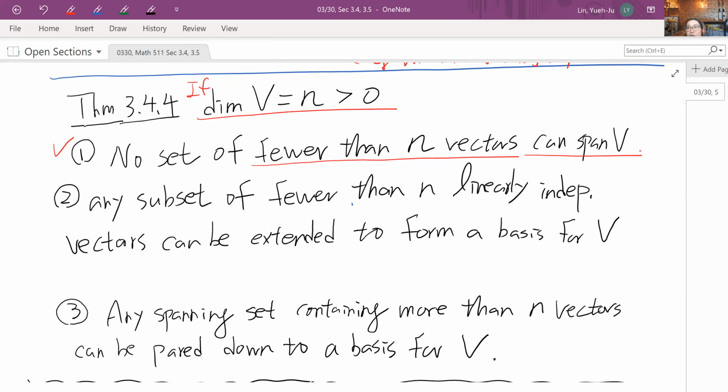Some of you actually used it in 3.2, but you can see that we haven't even discussed it until right now. So this tells you another huge advantage of knowing the dimension. If the dimension is 5, then any set of fewer than 5 vectors definitely cannot span the whole vector space. Yeah. So, as I said, 3.3 is focused on linear independence.